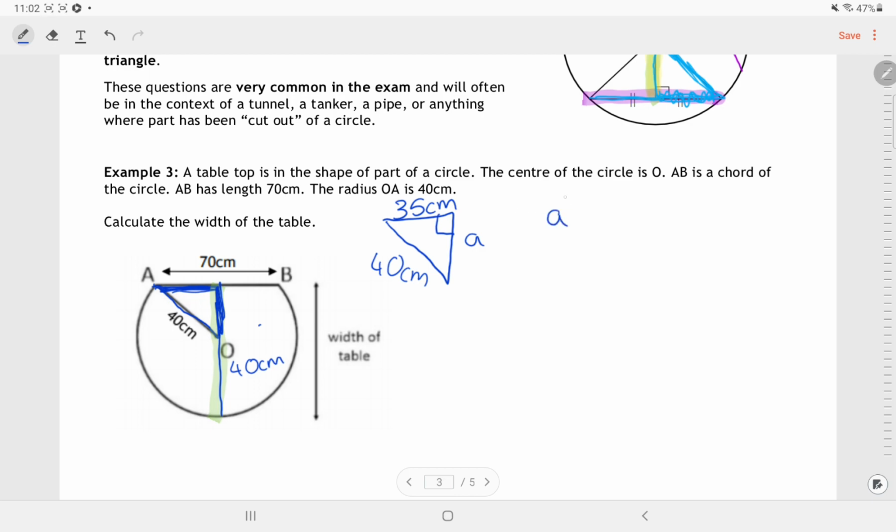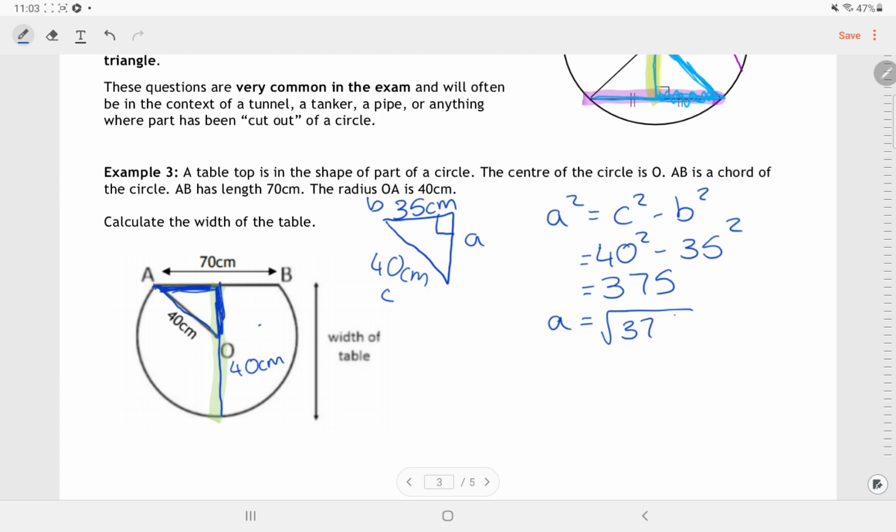To find the side a in the triangle, I'm going to use the altered version of Pythagoras' theorem, which is a squared, a smaller side, is c squared minus b squared, which means c is 40 and b is 35. So that will be 40 squared minus 35 squared. That gives me a value of 375. Therefore, the value in the triangle is the square root of 375, and that will give me 19.4 to 1 decimal place.